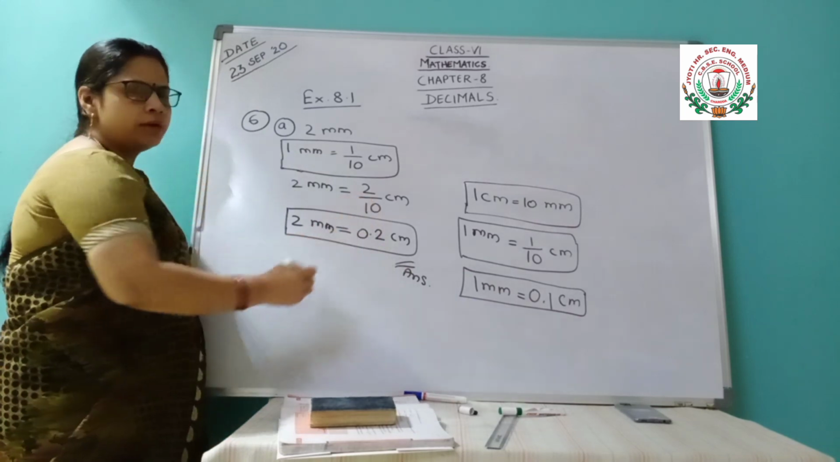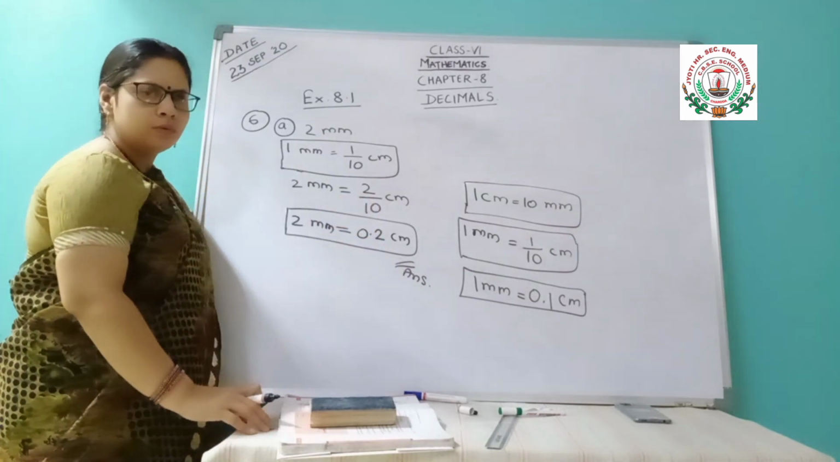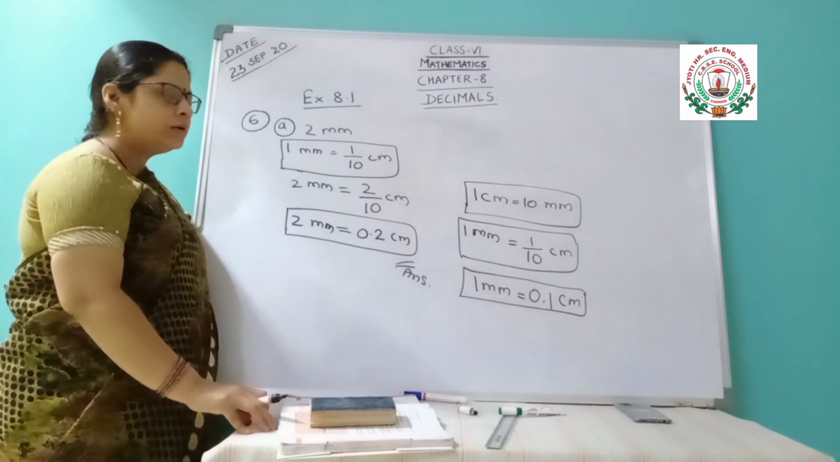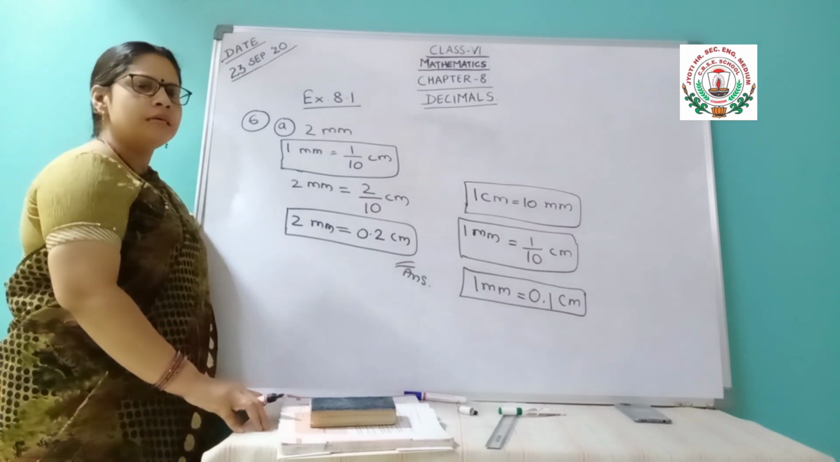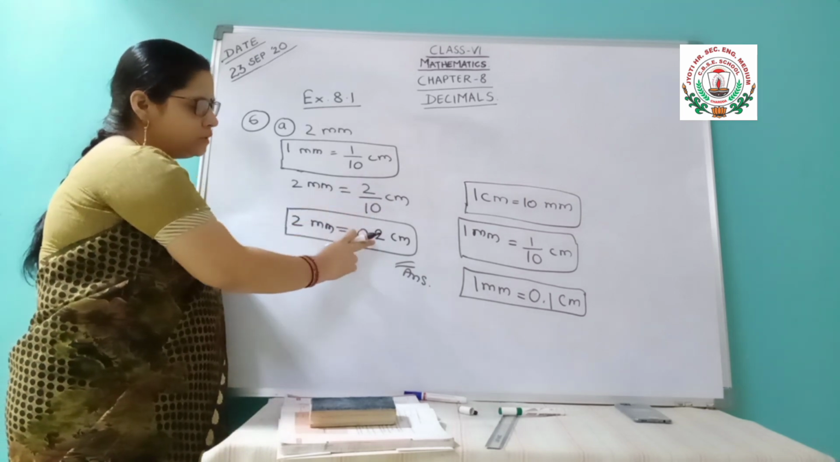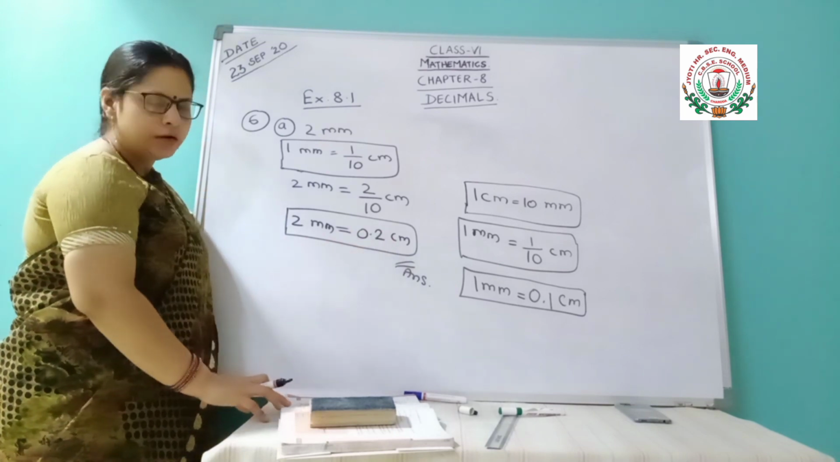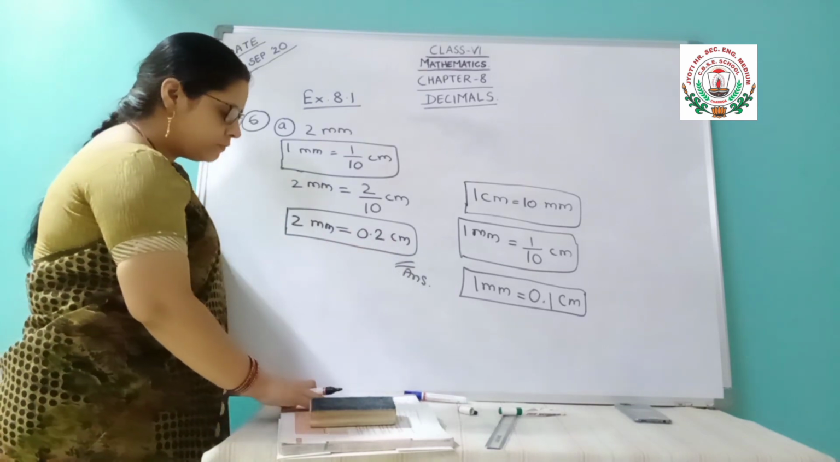Conversion into decimal is a little easier because if 10, 100, 1000 is given, it will be easy to convert into decimal. So we are converting this into decimal. So 2 millimeter is equal to 0.2 centimeter. So this is the answer for the first one.